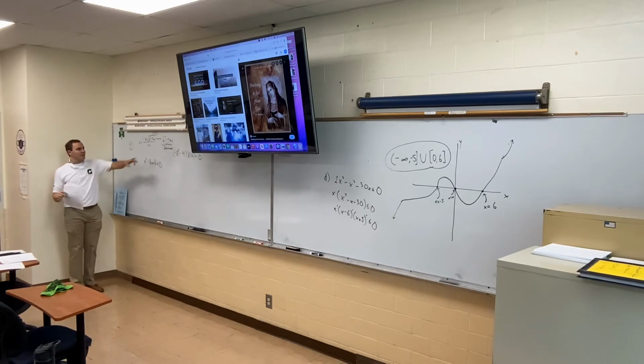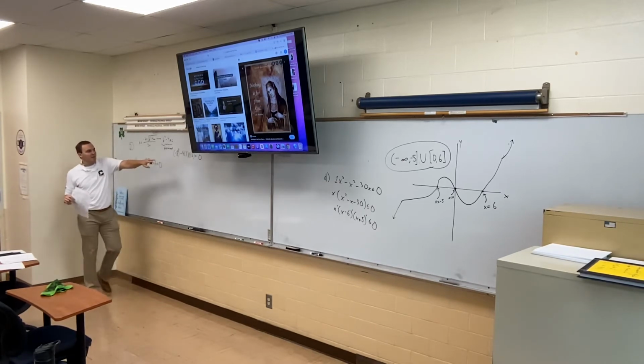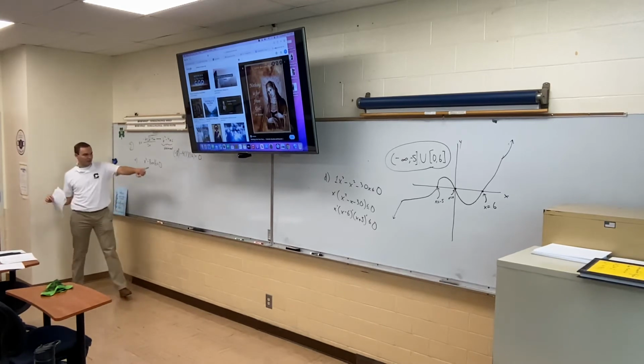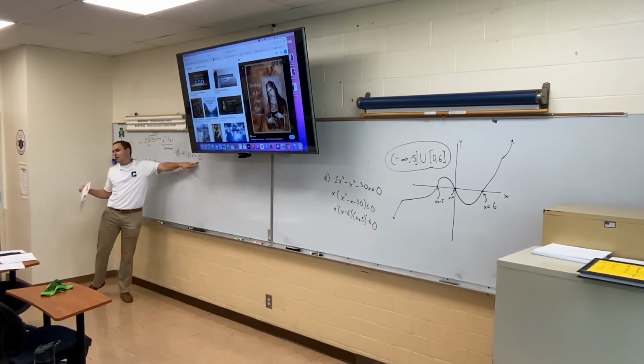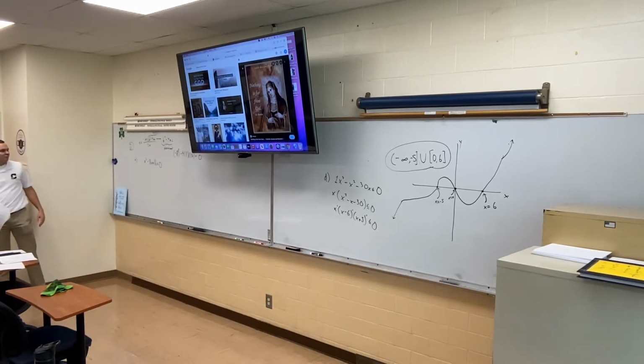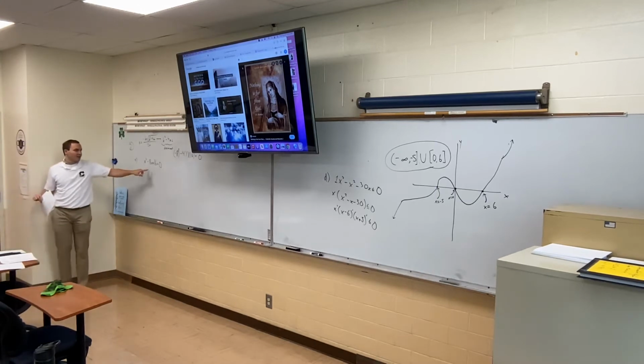So if my discriminant is a perfect square, then I can factor my quadratic. Is it a perfect square here? Is 0 a perfect square? Yeah. What's the square root of 0? 0. Yeah. Nice job. So it can be factored here. It can be factored. Okay.